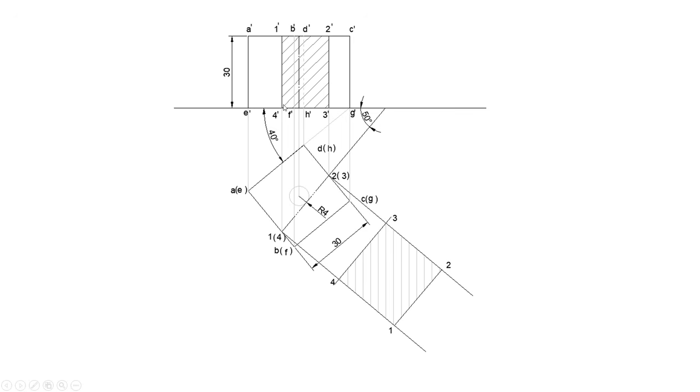Now also you mark this height from here to here and here to here. The distance from here to here you mark here, and the distance from here to here you mark from here. So you can draw that true shape of section and hatch it at 45 degrees with this section plane. So this is the sectional front view, this is the top view, and this is the true shape of section.